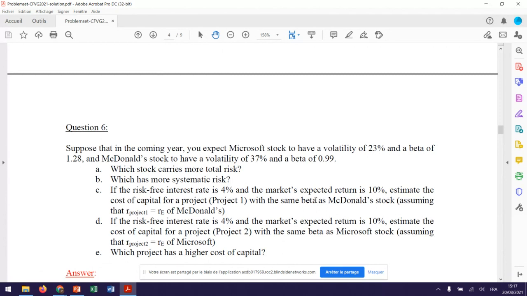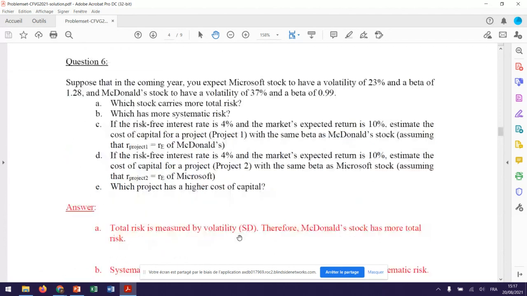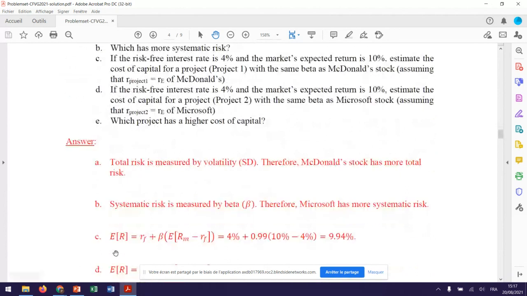If that is so, you are able to simply apply the CAPM formula and calculate the expected return on project one, which has the market risk equal to the market risk of McDonald's stock. If that is the case, your estimated cost of capital for your project will be 9.94%.